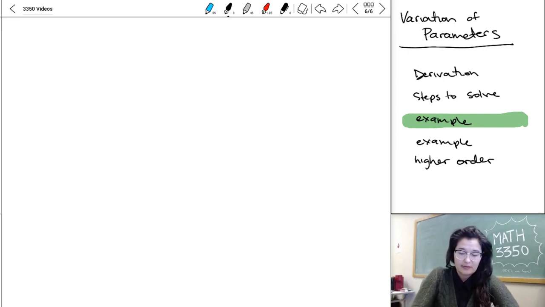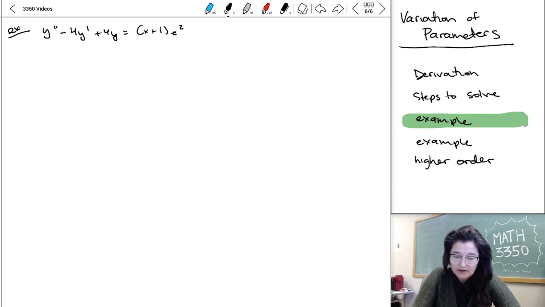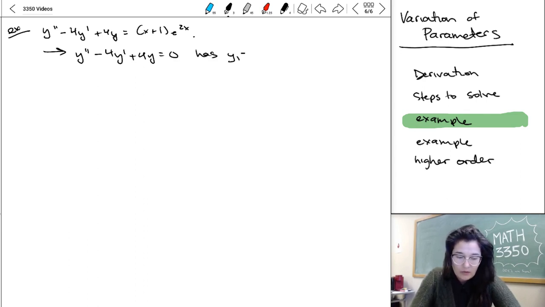So our first example of a variation of parameters problem is going to be that we're trying to solve y double prime minus 4y prime plus 4y is equal to (x plus 1) e to 2x. In this example, I'm going to be given the fundamental solution set where y double prime minus 4y prime plus 4y is equal to 0. We have the solutions y1 equal to e to 2x, and y2 is equal to x e to 2x.